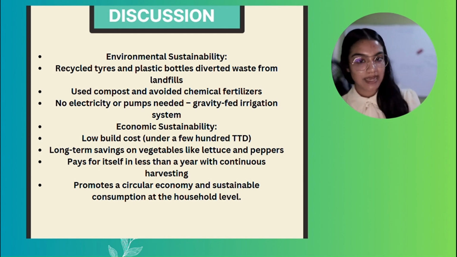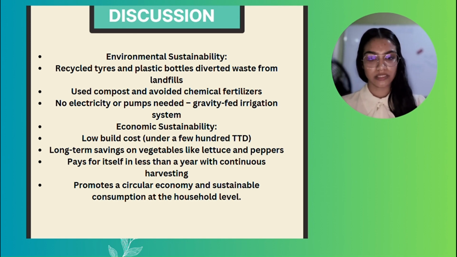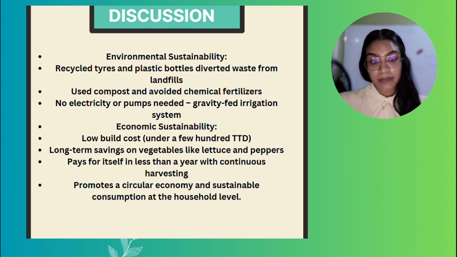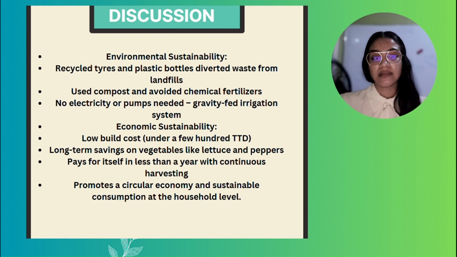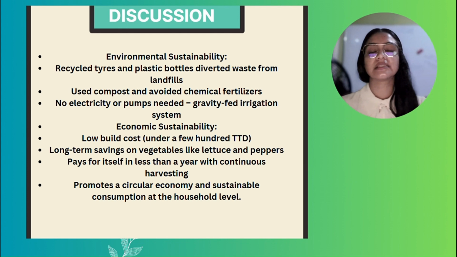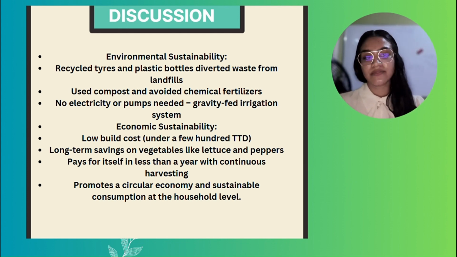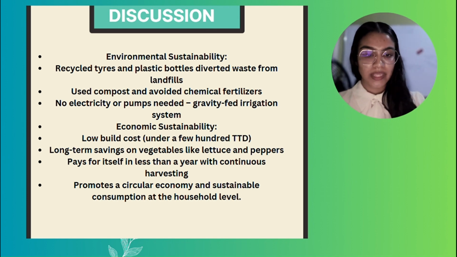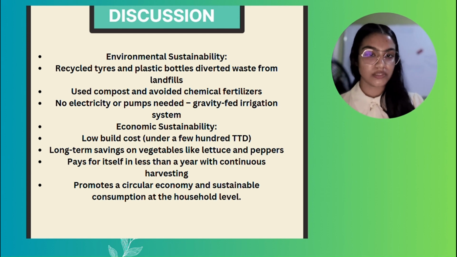On the economic side, this entire system costs less than a few hundred TT dollars. That's extremely affordable, especially when you consider that crops like lettuce, peppers, and shadow benny are household staples and can be harvested multiple times per cycle. If a household saves just $30 a month on groceries, the grow box pays for itself in less than a year. And after that, it continues to produce healthy food at almost no cost.